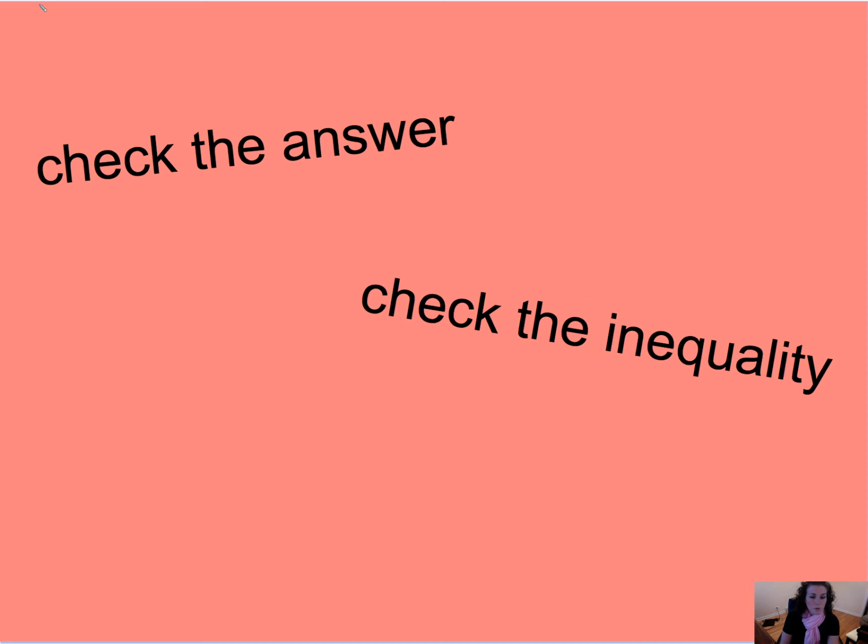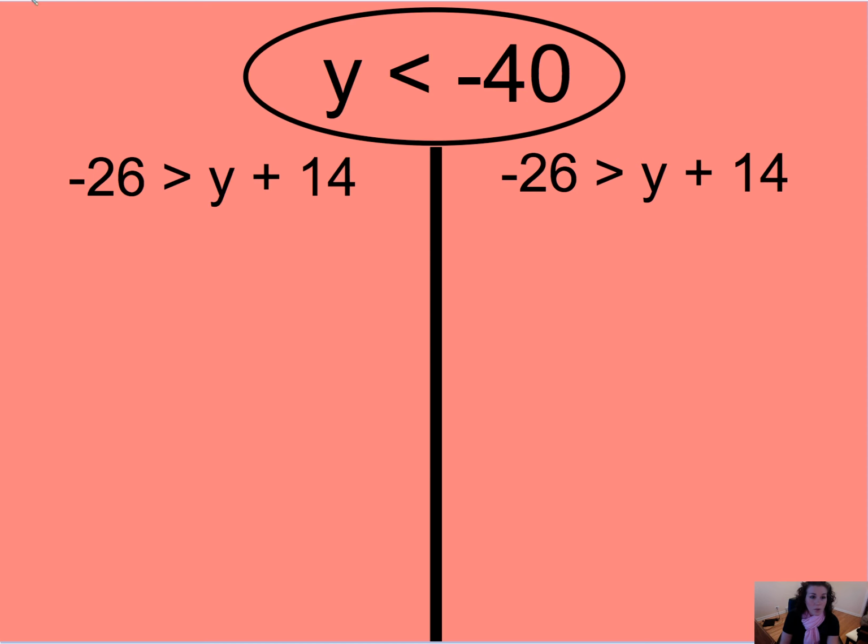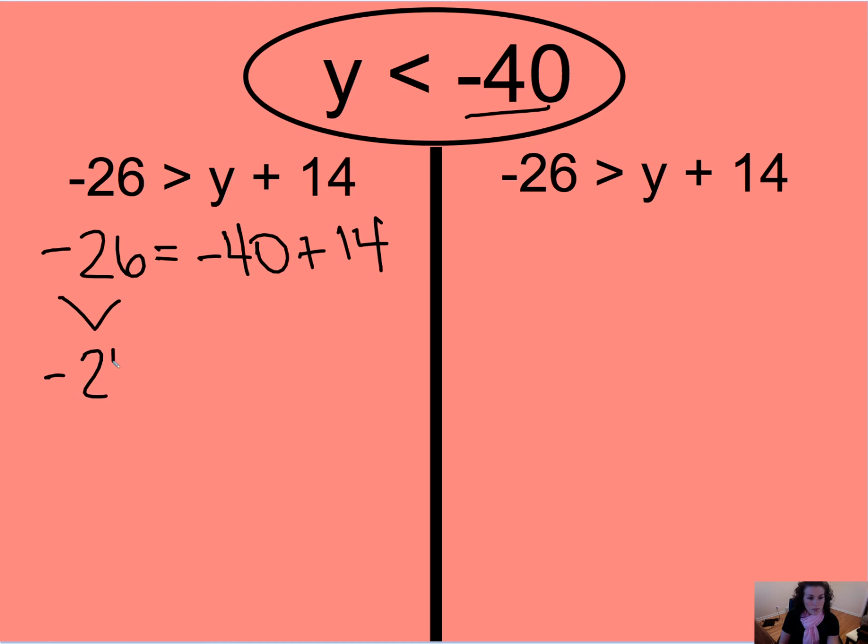So now, just like before, we need to check the answer and check the inequality. So I think the answer is y is less than negative 40. So first, let's just see if negative 40 is correct. So I want to see if these two sides are equal to each other. This is negative 26. Negative 40 plus 14 is negative 26. Those are equal, so that's correct so far.